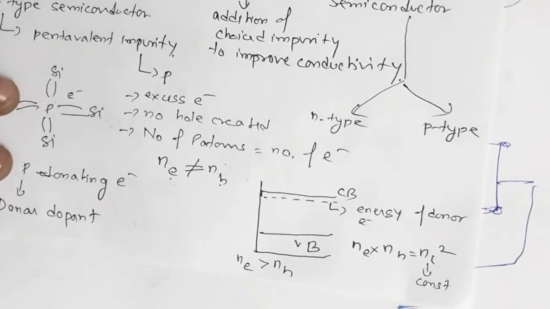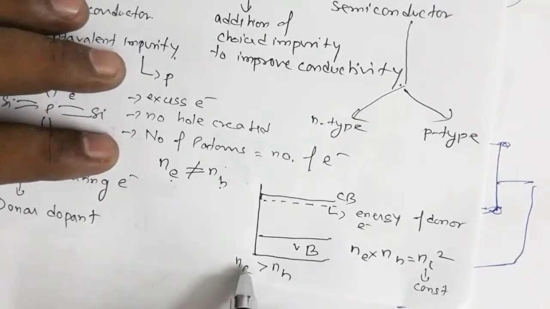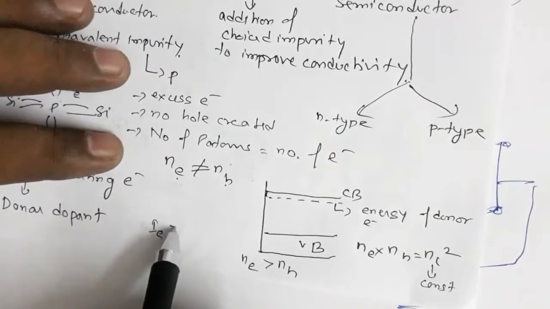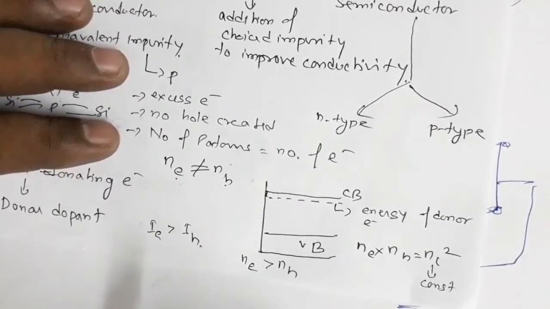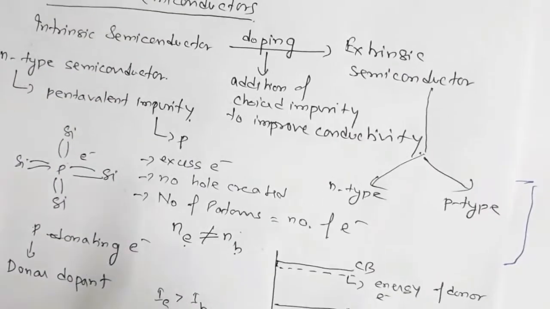majority charge carriers. Now since the number of electrons is more, the current due to flow of electrons will be much greater than the current due to holes. So electron current is greater than, in this case, hole current. And here electrons are the majority charge carriers. So this is the n-type semiconductor.